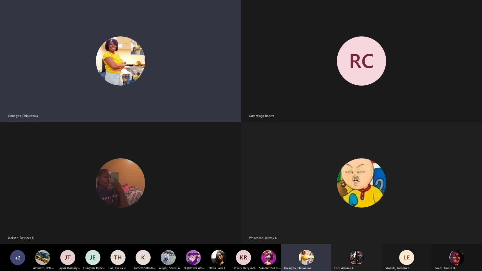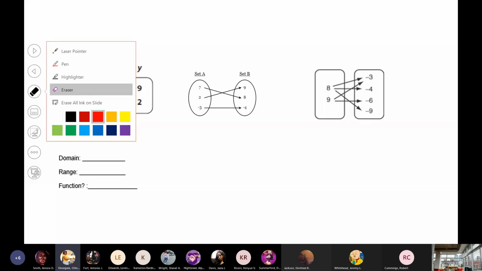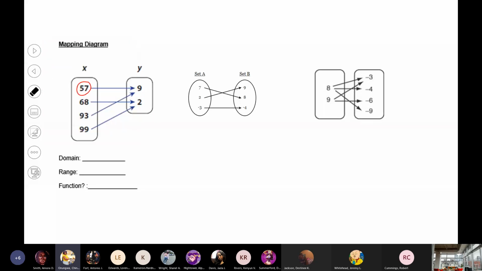57 maps to only 9. So we have a map of our function. 68 maps to only 2. 93 maps to only 9. 99 maps to only 2. So we say, yes, this is a function, okay? That's all you're looking for.